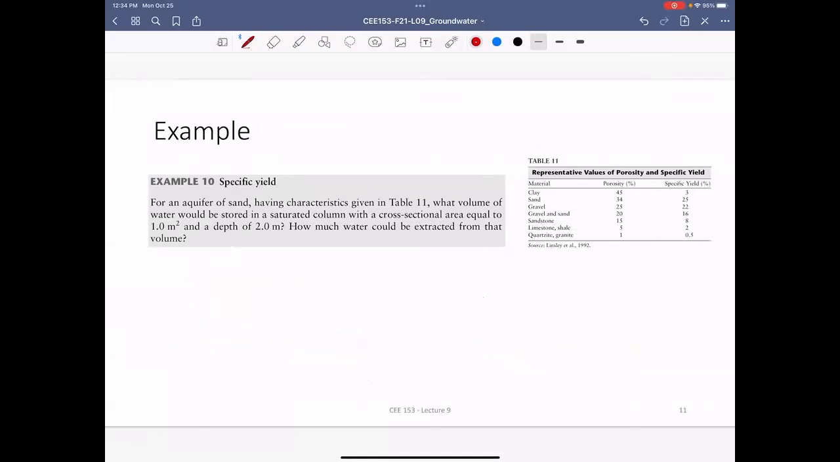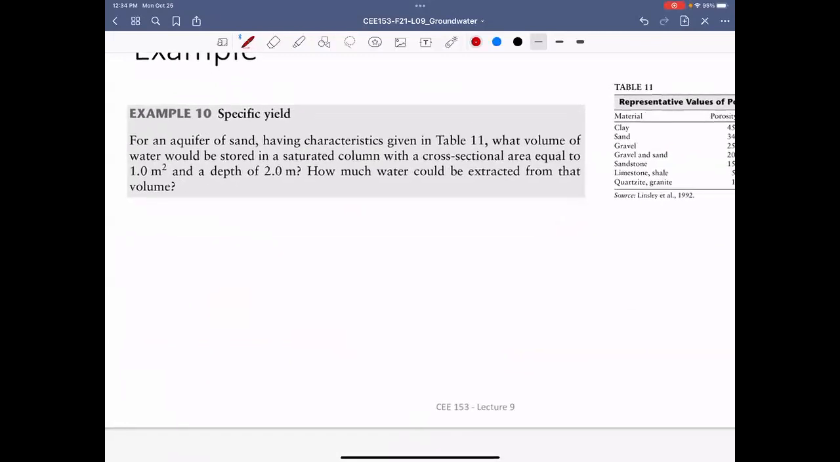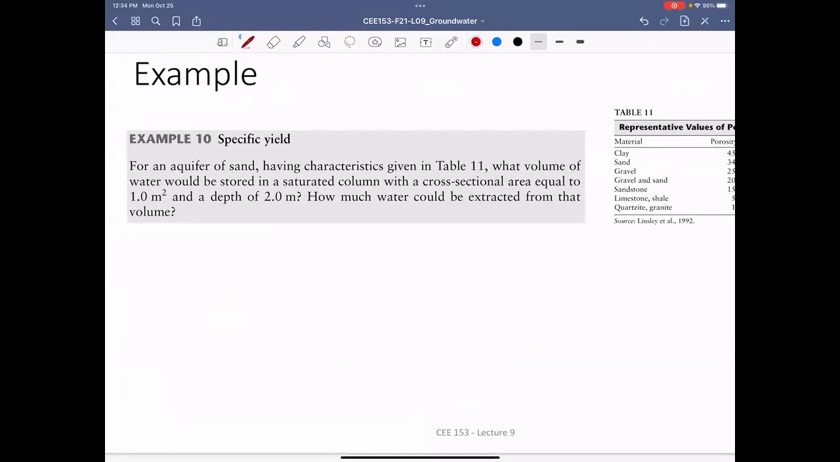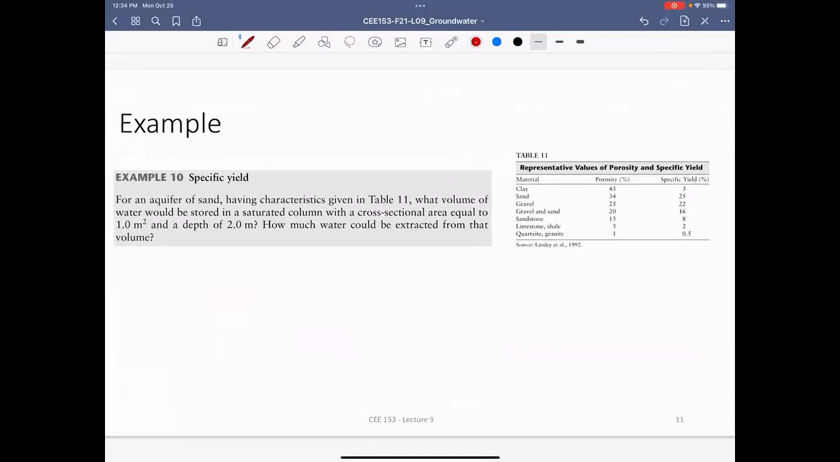All right, so let's do one example. This is a short question in exams. For an aquifer of sand having the characteristics given in Table 1.11, which is all from your book, what volume of water would be stored in a saturated column with a cross-sectional area equal to 1 square meter? So it's saying if you dig a soil column with an area of 1 square meter and a height or depth of 2 meters, imagine you dig that cylinder out of the groundwater aquifer. How much water could be extracted from that volume?